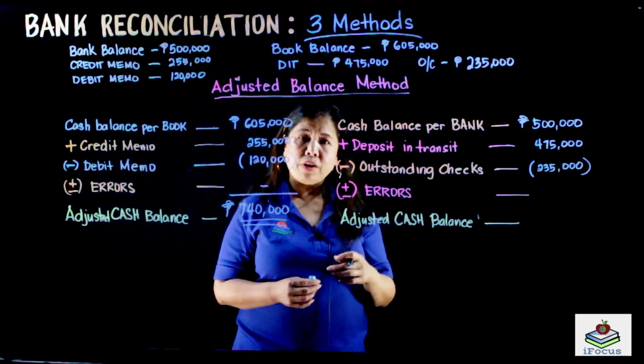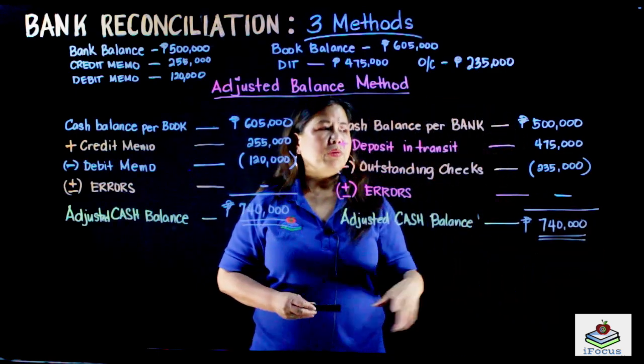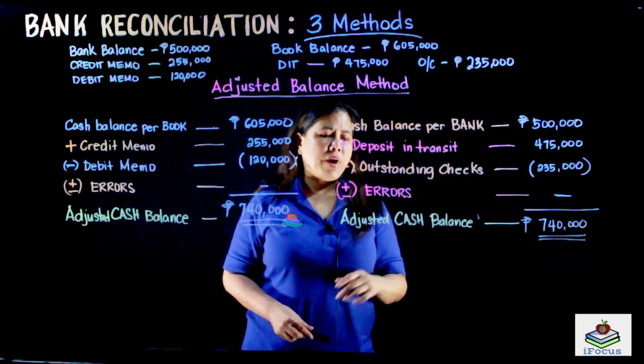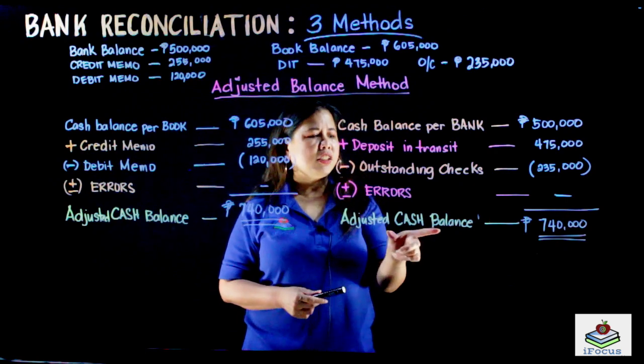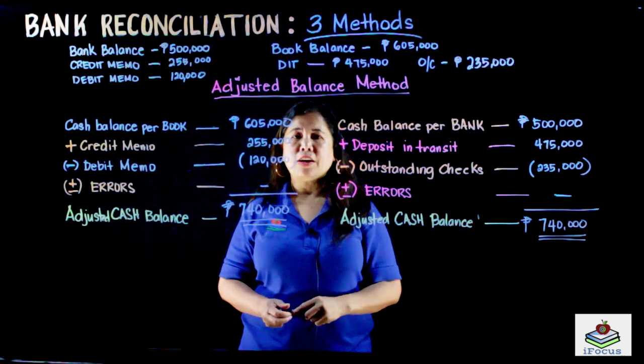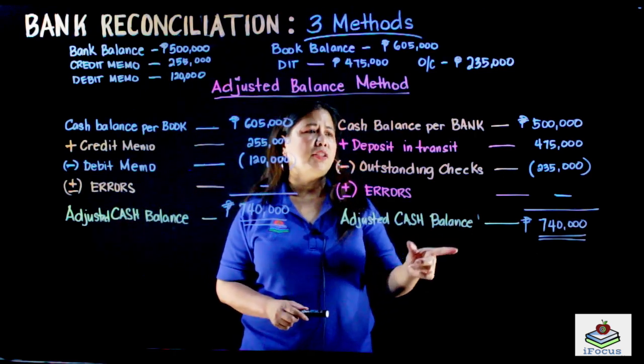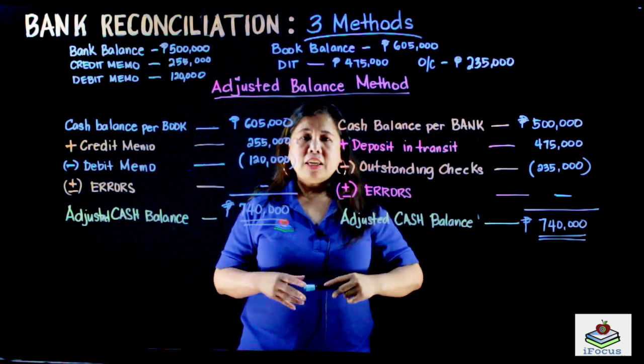Then we don't have an error on this example. So we will end up on the cash balance per bank equal to the adjusted cash balance of 740,000. So pareha silang dalawa. The adjusted cash balance per book and the adjusted cash balance per bank. Pareha sila or equal silang dalawa.